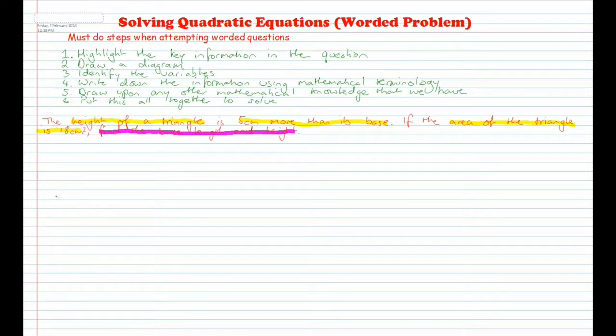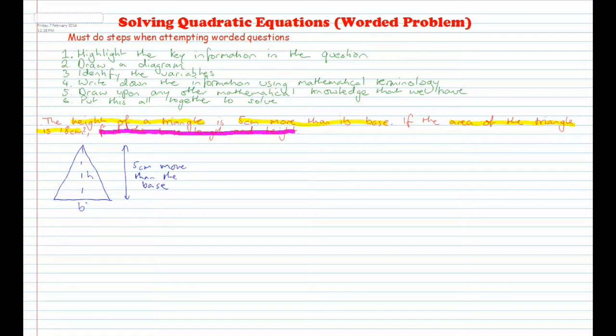What I recommend you do is that you draw a diagram. So as we know, I've got a triangle, where this here is its base, and this here is its height. Now I know the height of the triangle is 5 centimeters more than its base. So I know that this length here is going to be 5 centimeters more than its base.